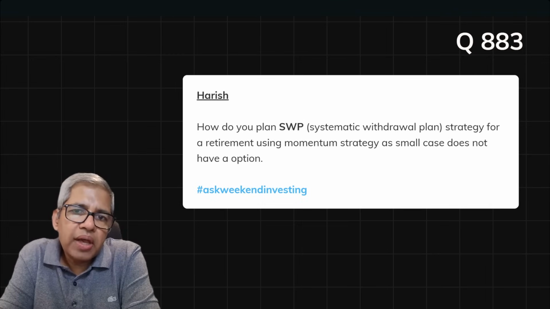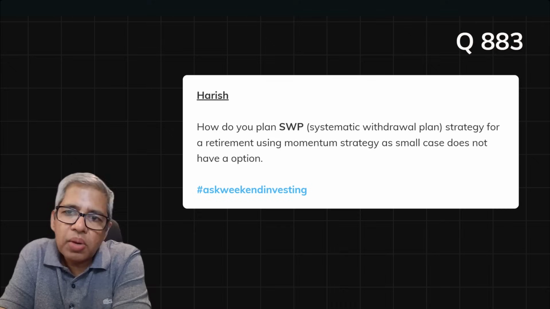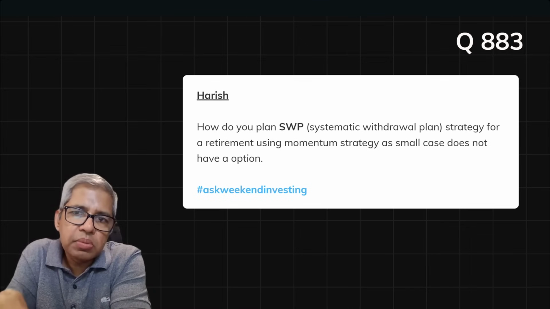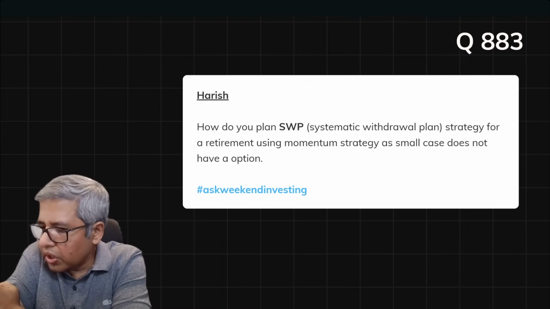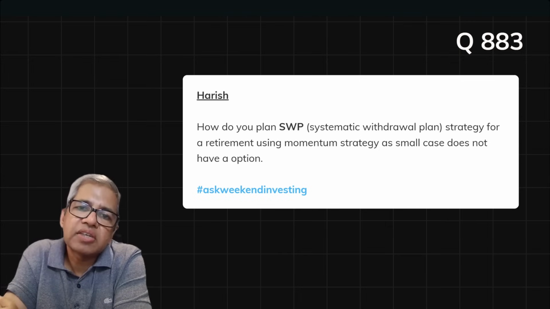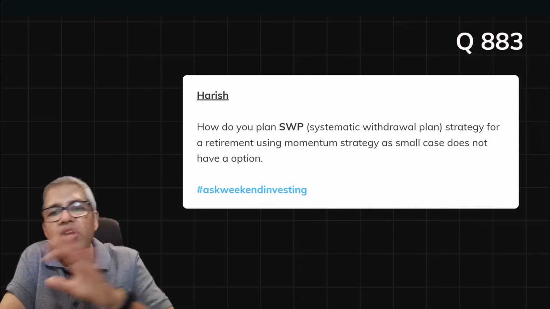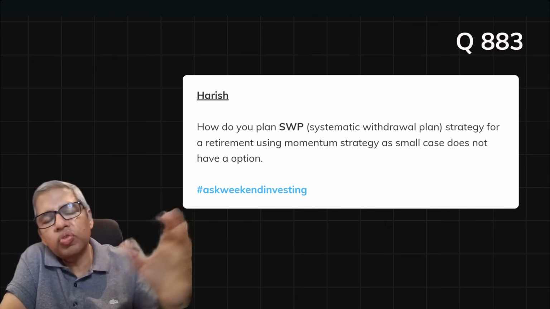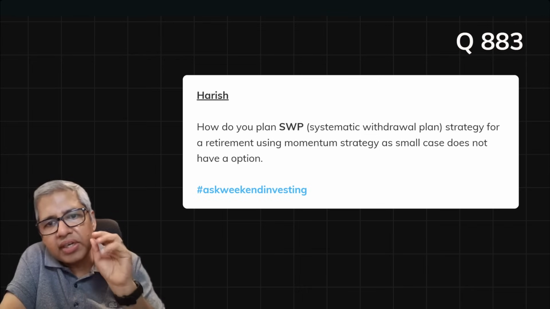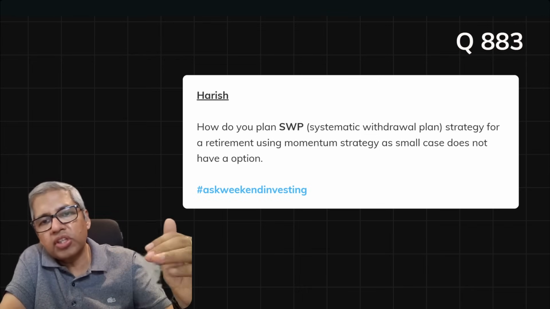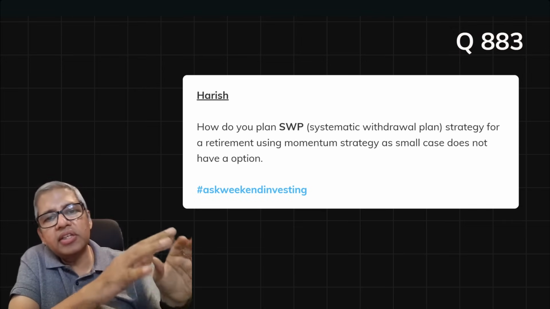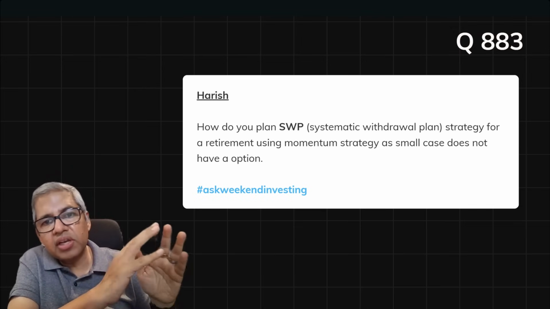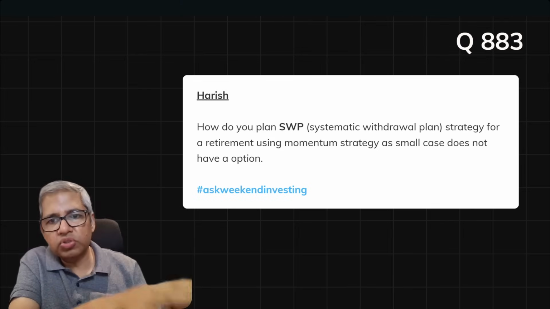Harish says, how do you plan an SWP, systematic withdrawal plan, strategy for retirement using a momentum strategy, as Smallcase does not have an option? So Smallcase has an option of partial withdrawal where, let's say you have 10 lakh rupees in the system and you want to withdraw 40,000 rupees. You can tell Smallcase that you want to withdraw 40,000 and it will be proportionately from all your holdings, not disturbing the weights that will remain. It will withdraw 40,000. So that much is possible.